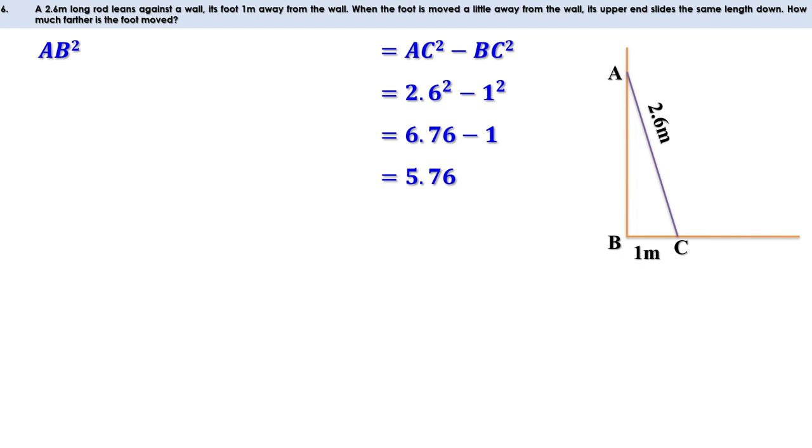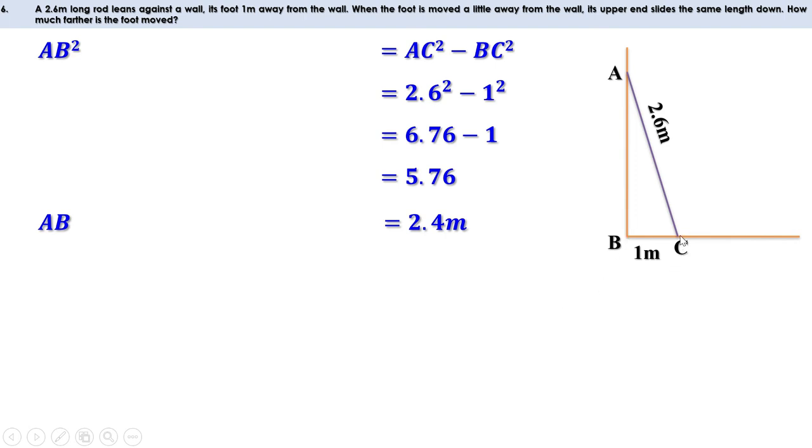Therefore, AB equals the root of 5.76. You know how to find the square root of 576. The square root is 24. There are two digits after the decimal point in the square. Therefore, there will be only one digit after the decimal point in the square root. So the square root of 5.76 is 2.4, or AB equals 2.4 meters. That is, this length is 2.4 meters.